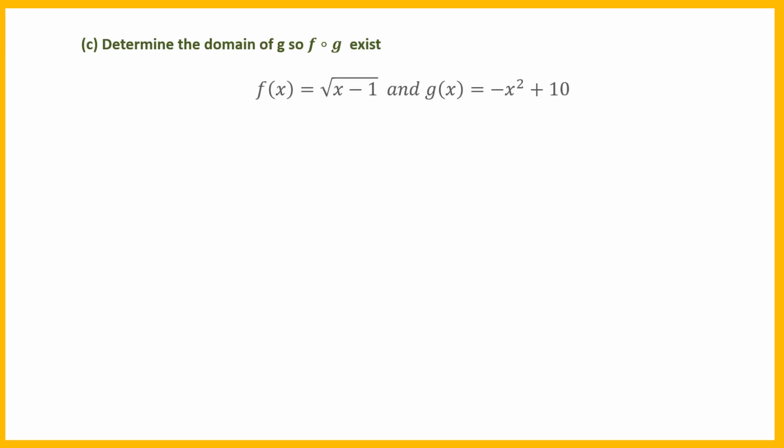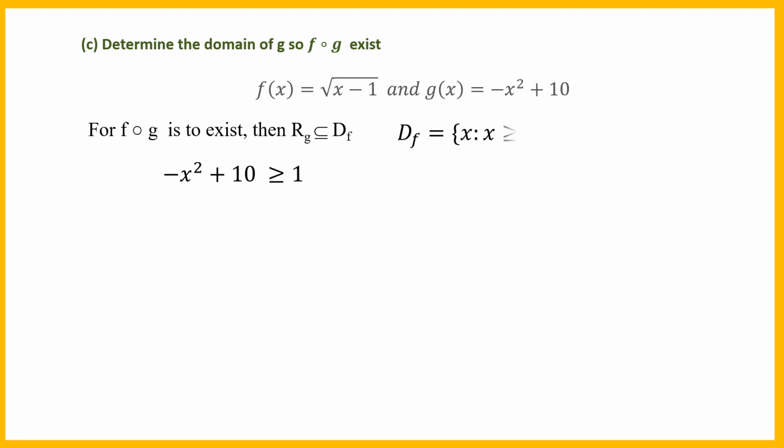For f of g to exist, the domain of g needs to be restricted so that the range of g consists only of numbers in the interval of the intersection of the range of g with the domain of f. This can be done by letting the range of g, negative x squared plus 10, be greater than or equal to 1, which is the same range of values as the domain of f. Simplifying, we have a quadratic inequality.